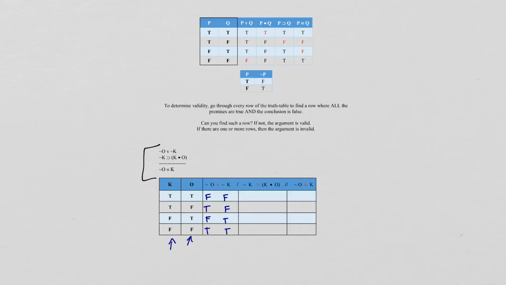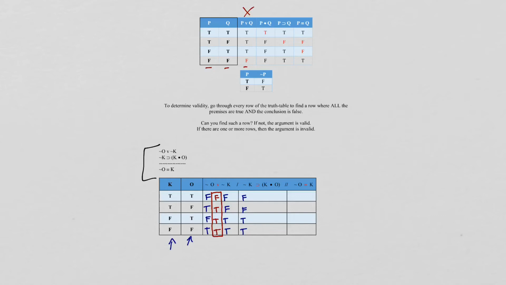Then we can bring those together with the main operator, in this case the only operator, the wedge. So false and false gives us false, true and false, true, false and true, true, true and true, true. That's the one we want to pay attention to. We just did the blue in order to get there. Now we'll do not K again, so we'll just copy it over from right there.